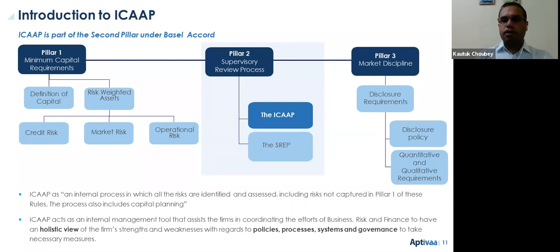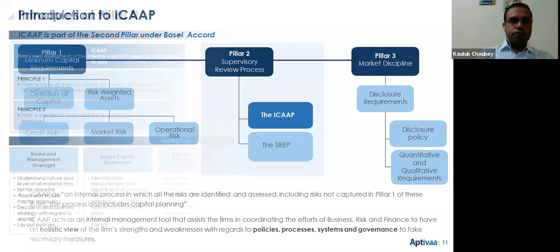Now, the third pillar, which is the last one, is the disclosure requirement. From a transparency and market practice perspective, the Basel Accord also requires all banks to have a disclosure policy and a set of quantitative and qualitative parameters on which the disclosures would be performed. Now, as ICAAP is an internal process, it includes the pillar one risks which are to be accounted for, and it also includes pillar two risks which are not accounted for or only partially accounted for under the pillar one accord.